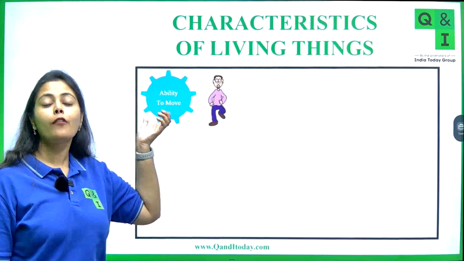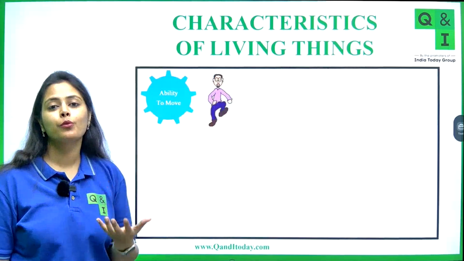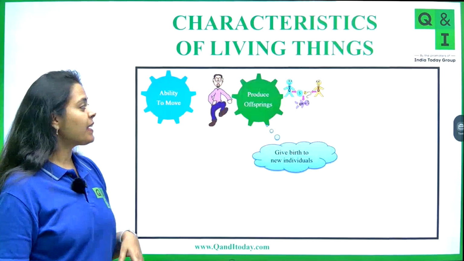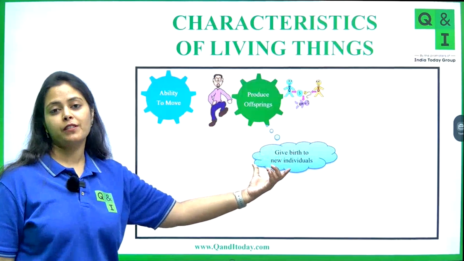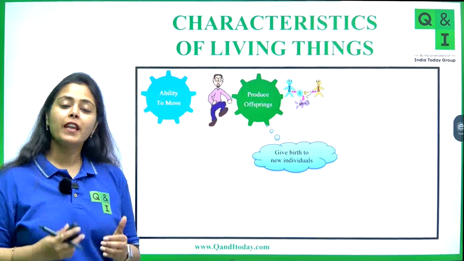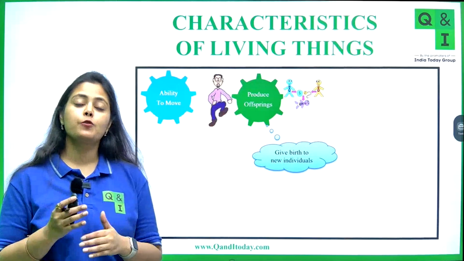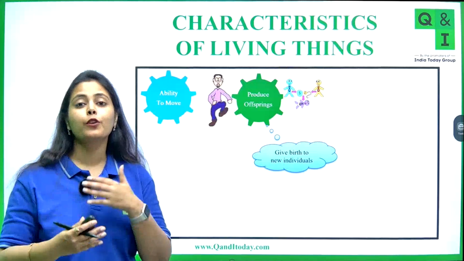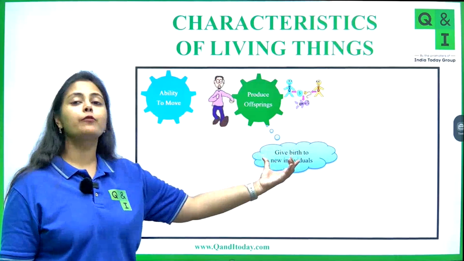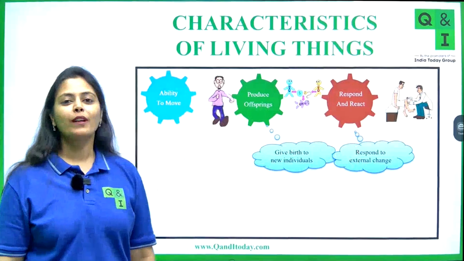The first property of living beings is that they have the ability to move. That means the person can perform locomotion. Next, they can produce offspring. So yes, the person can give birth to new individuals. Every individual, for survival on this earth and for continuation of their own species, gives birth to new individuals. Next, they have the ability to respond and react.